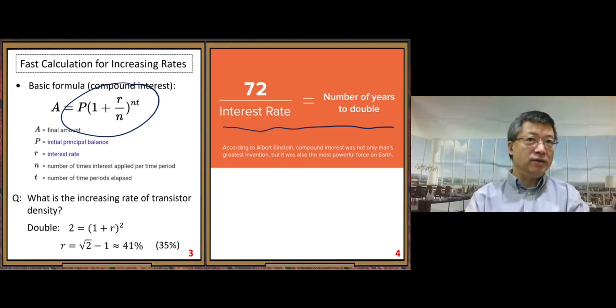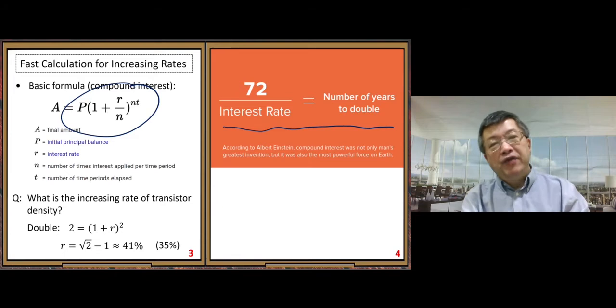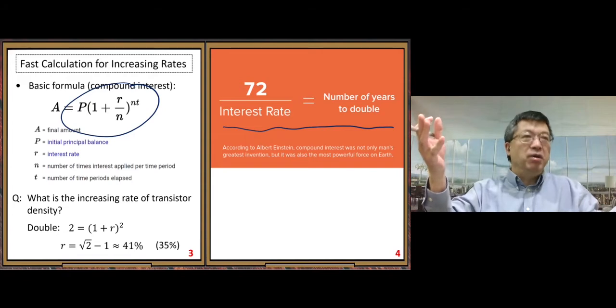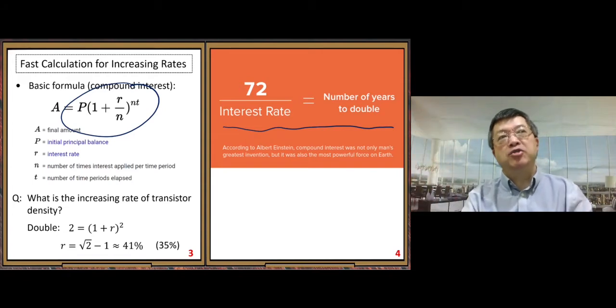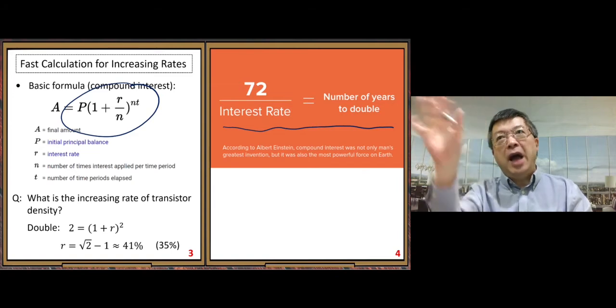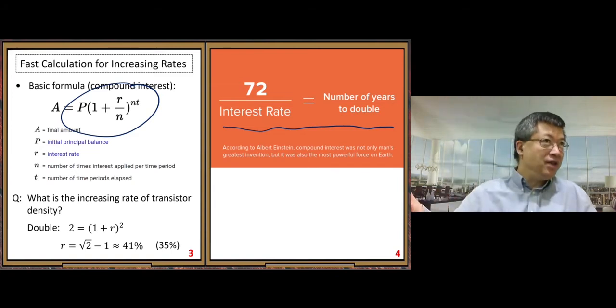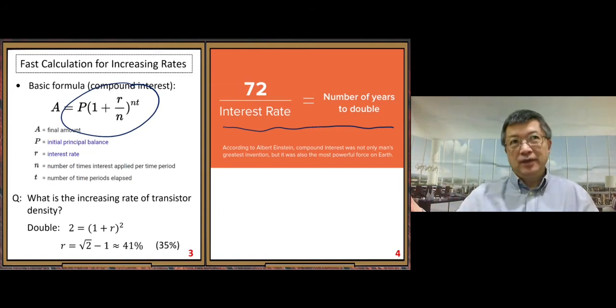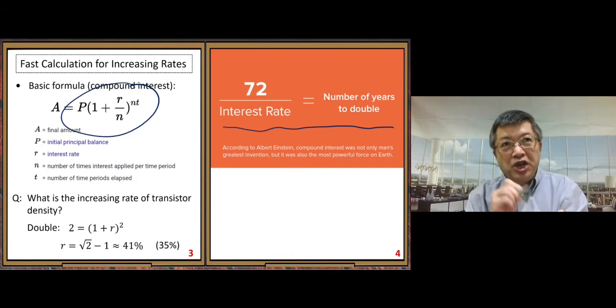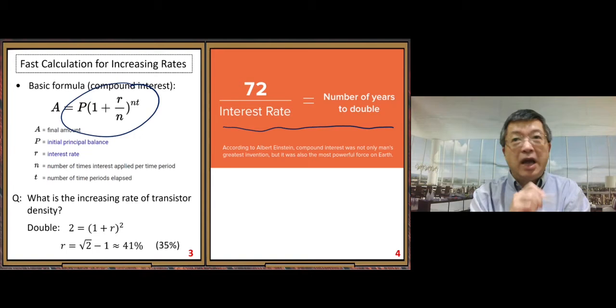Without using a calculator. For example, if the interest rate is 8%, how many years do we need to double it? Double the initial investment amount. 72 over 8, 9 years. Is that easy? Right? It is much faster than punching keys on a calculator, right?